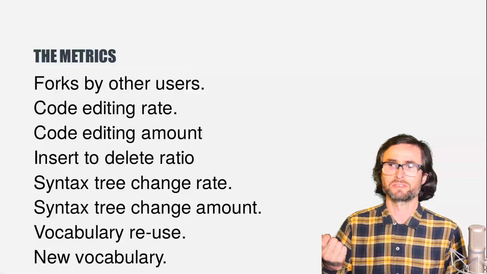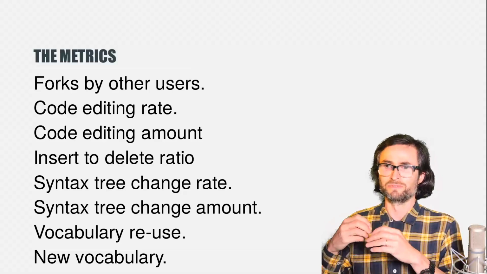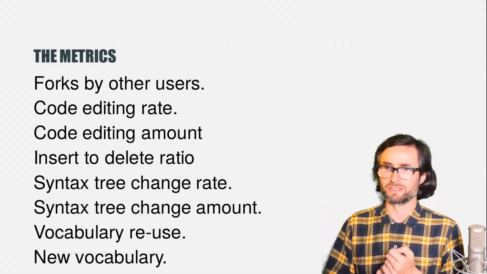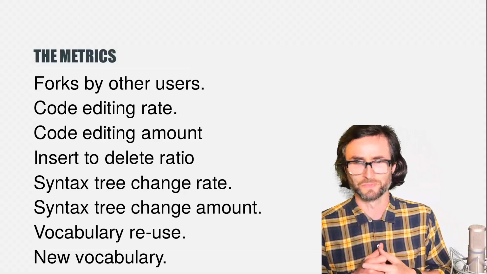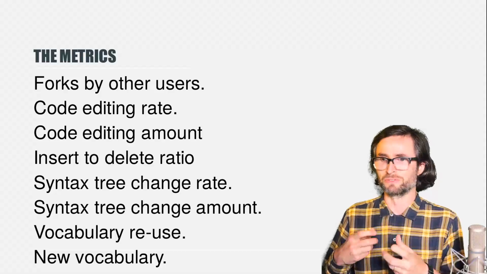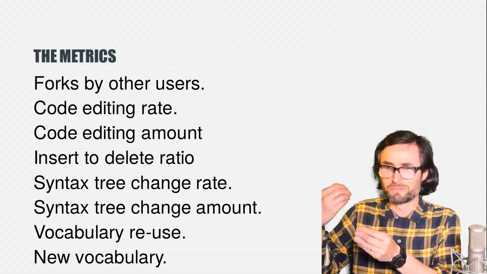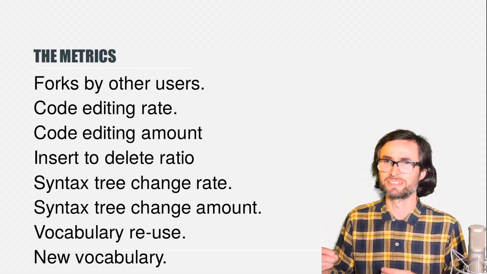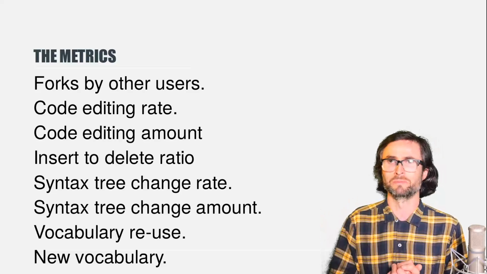So there's forks by other users. That's a simple metric of how many forks are made of our programs, and we do an averaging thing, where we average by the number of forks. It's more like repeated forks. So how many times do people come back and refork our code? That's what we're talking about there.